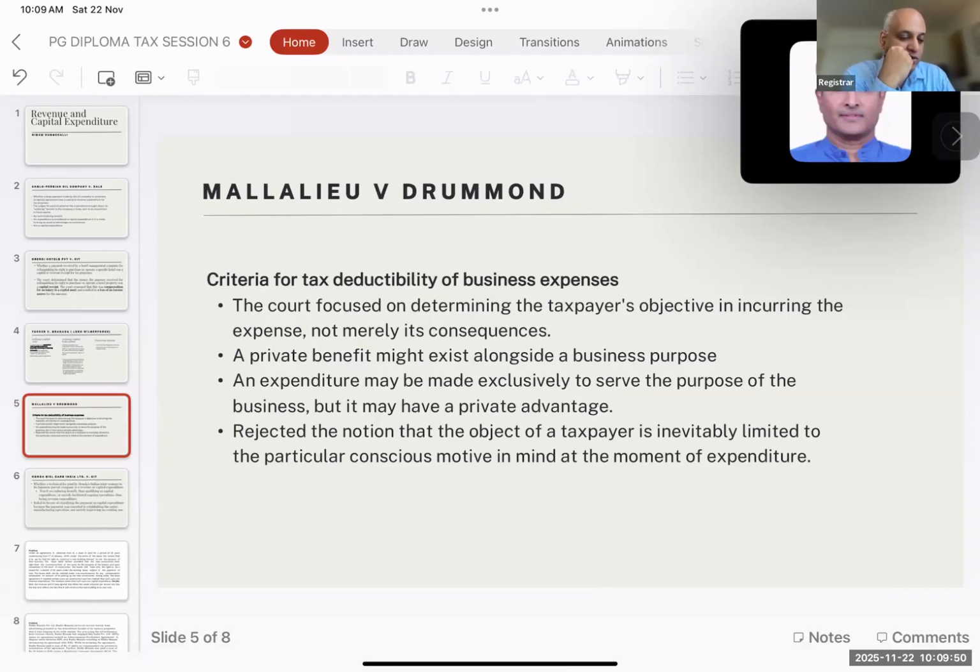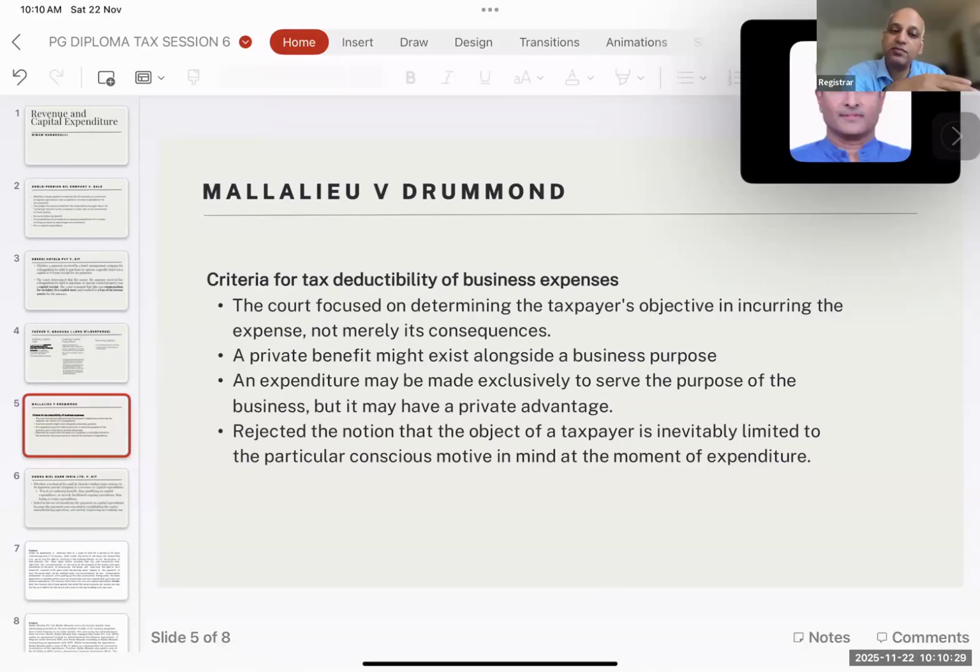In my opinion, the commissioners were not only entitled to reach the conclusion that the taxpayer's object was both to serve the purposes of her profession and also to serve her personal purposes, but I myself would have found it impossible to reach any other conclusion. Let me repeat that. In my opinion, the commissioners were not only entitled to reach the conclusion that the taxpayer's object was both to serve the purposes of her profession and also to serve her personal purposes, that I myself would have found it impossible to reach any other conclusion.